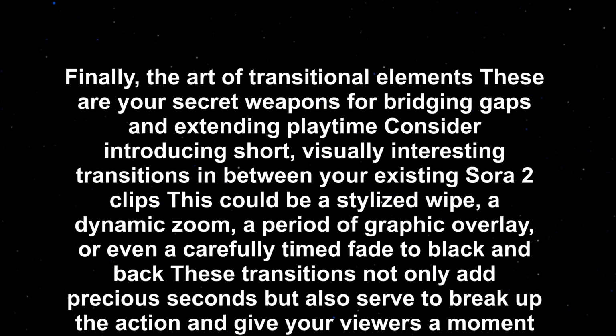These are your secret weapons for bridging gaps and extending playtime. Consider introducing short, visually interesting transitions in between your existing Sora 2 clips. This could be a stylized wipe, a dynamic zoom, a period of graphic overlay, or even a carefully timed fade to black and back. These transitions not only add precious seconds, but also serve to break up the action and give your viewers a moment to absorb what they've seen.